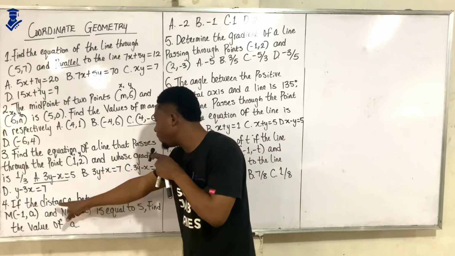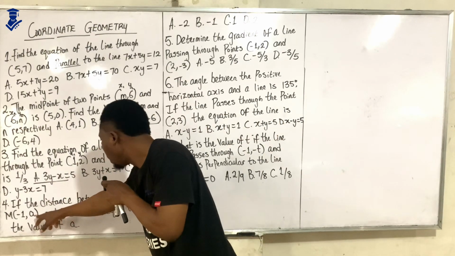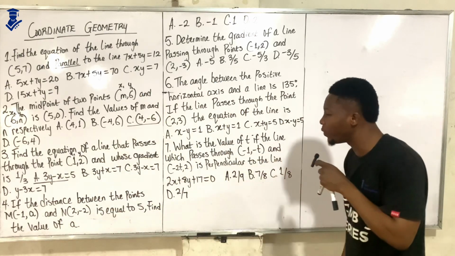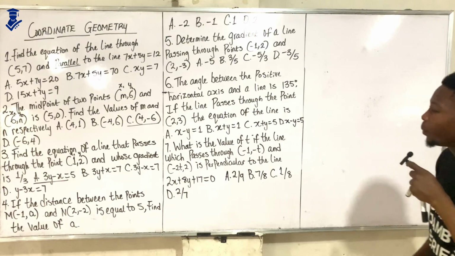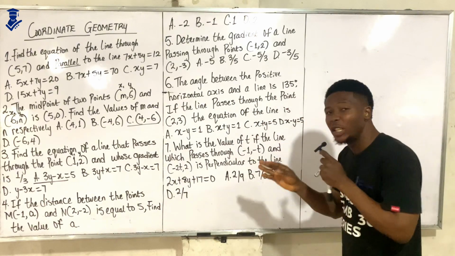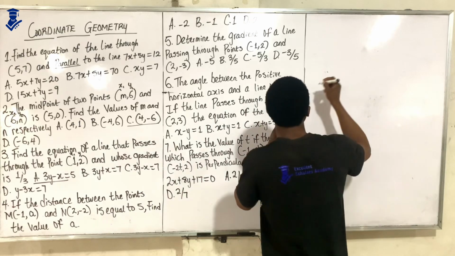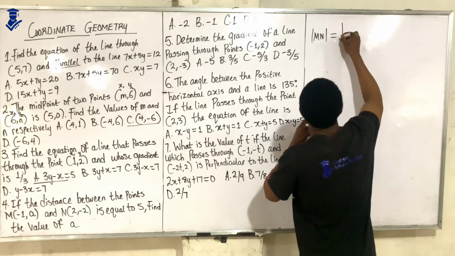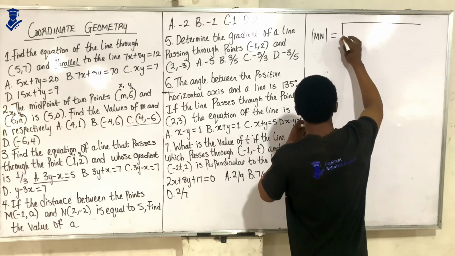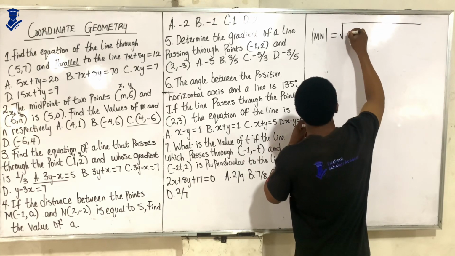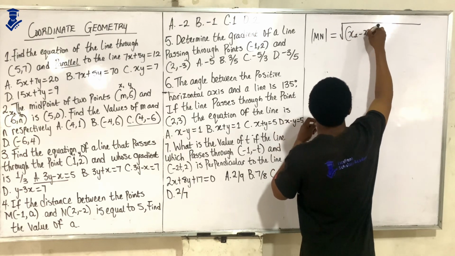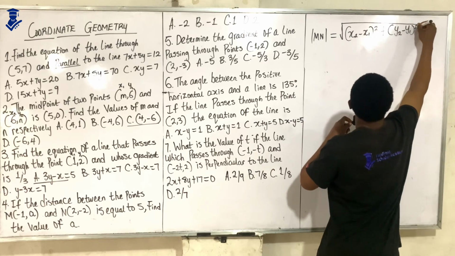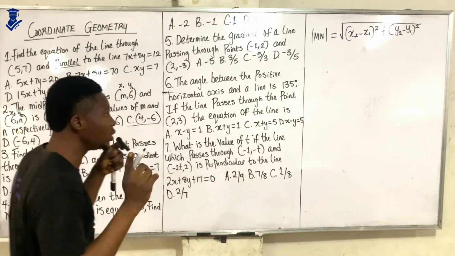Now, the next question says, if the distance between the points M, which is minus 1, A, and point N, which is 2, minus 2 is equal to 5, find the value of A. Now, we're looking at distance between 2 points. Now, what's the formula for distance between 2 points? It is the square root of x2 minus x1 squared plus y2 minus y1 squared. That's the formula to find the distance between 2 points.